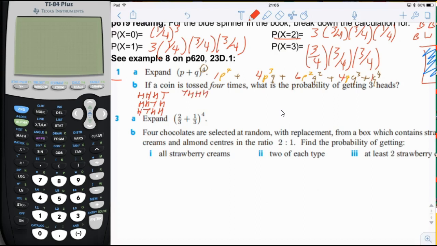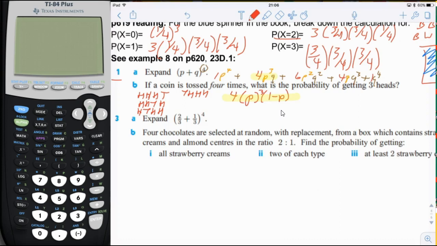So the probability of getting 3 heads should be 4 times the probability of getting head cubed times the probability of not getting head. Probability of getting head times probability of getting head times probability of getting head times the probability of not getting head. Now, do you see a pattern here? This looks like that, doesn't it? So that is why binomial expansion is so related to binomial probability.